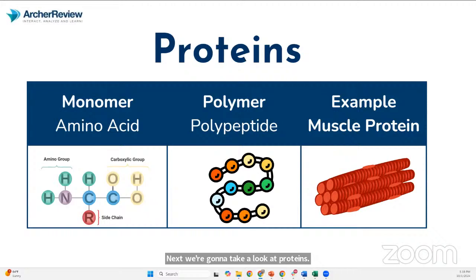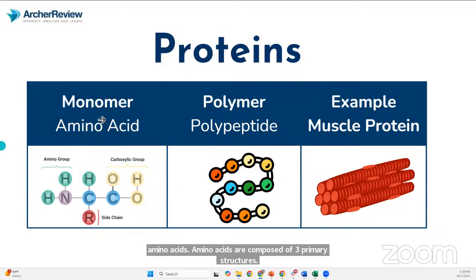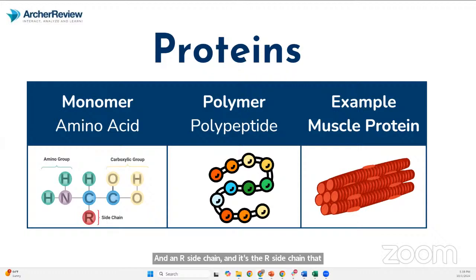Proteins' monomer is amino acids. Amino acids are composed of 3 primary structures: an amino group, a carboxylic group, and an R side chain. And it's the R side chain that primarily determines what type of amino acid it is. There are about 20 different amino acids in our bodies. When those amino acids link in their synthesis reaction, they form a polypeptide. And that is a long chain of those monomers, those amino acids. And an example of a fully functioning protein after that polypeptide has been folded is a muscle protein.